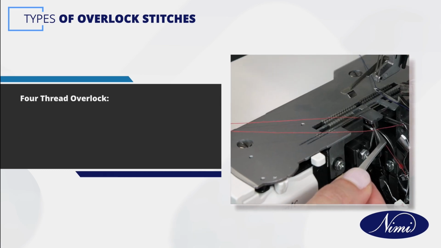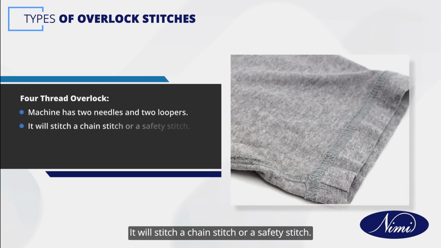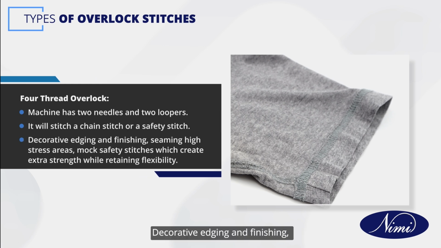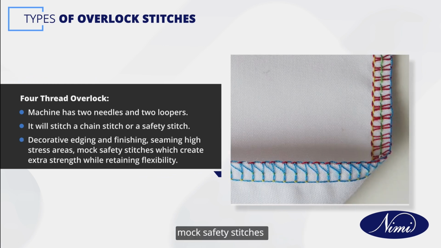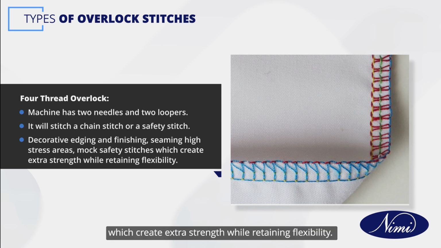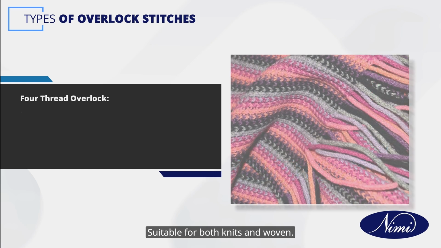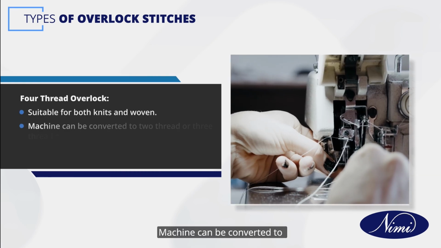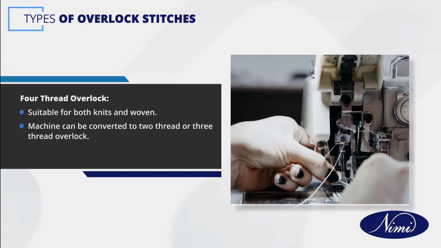4-thread overlock. Machine has two needles and two loopers. It will stitch a chain stitch or a safety stitch. Decorative edging and finishing, seaming high stress areas, mock safety stitches which create extra strength while retaining flexibility. Suitable for both knits and woven. Machine can be converted to 2-thread or 3-thread overlock.